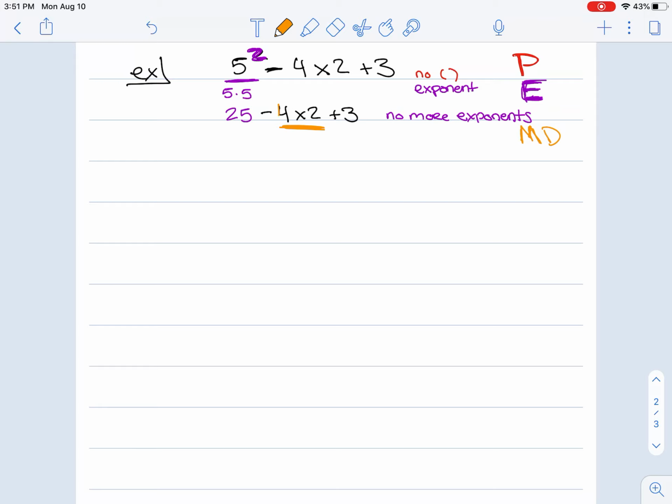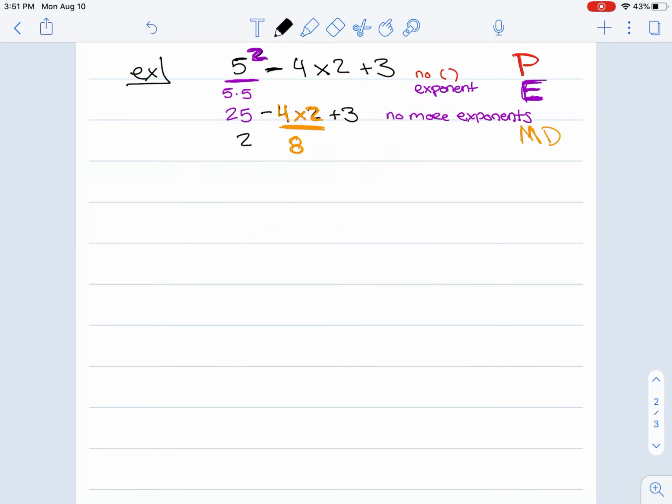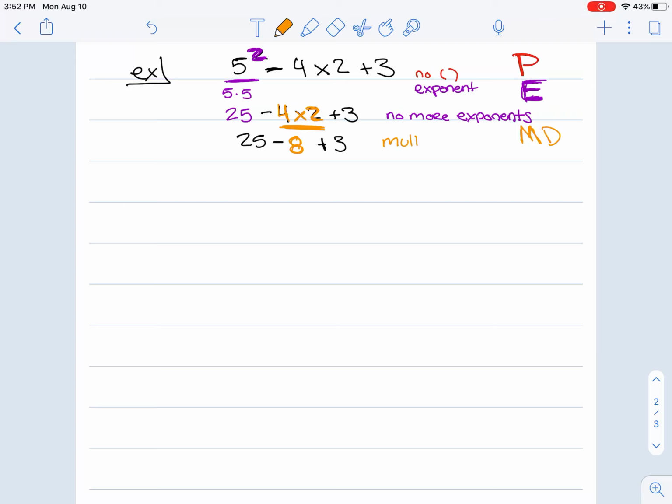So 4 times 2 is 8. I'm going to rewrite everything else, bring it straight down. And I'm going to write the word multiplication next to it. So then I'm looking to see, is there any more multiplication or division? And I'm going to write no more multiply or divide.